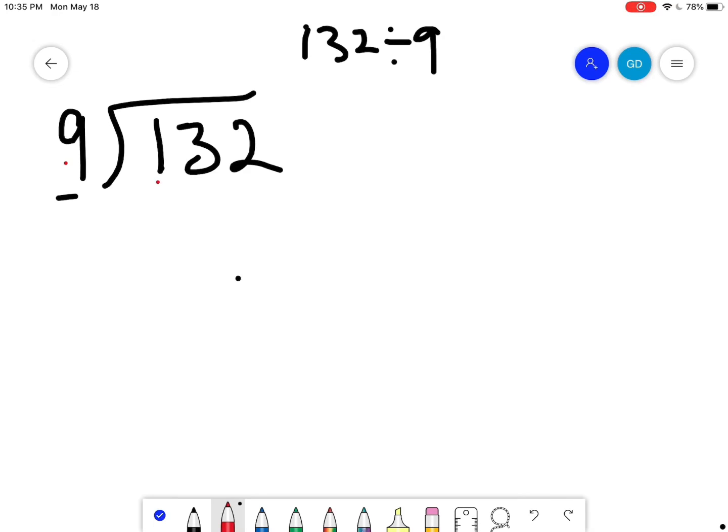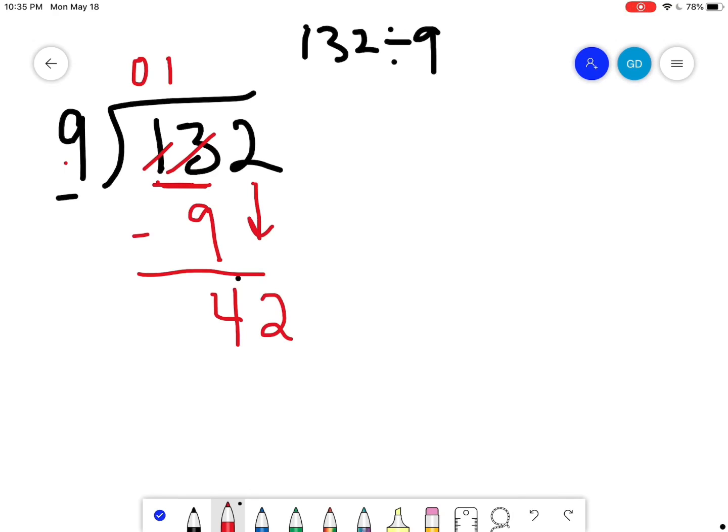We look at, does 9 go into 1? And it doesn't. I can't do 1 divided by 9. It doesn't work out. So I now look at both of these together. Does 9 go into 13? Well, it does. It goes into 13 one time. So 1 times 9 equals 9. If I take that 9 out of 13, I'm left with 4. So now I've dealt with these two numbers. All I have left is this 2. So I drop the 2 down. And now I'm looking at 42.